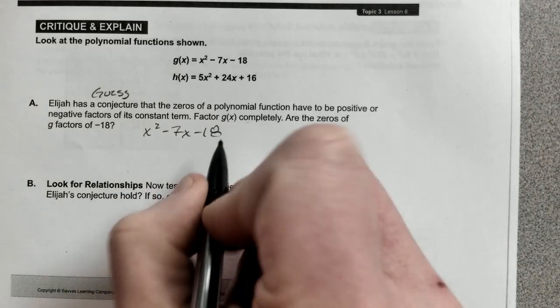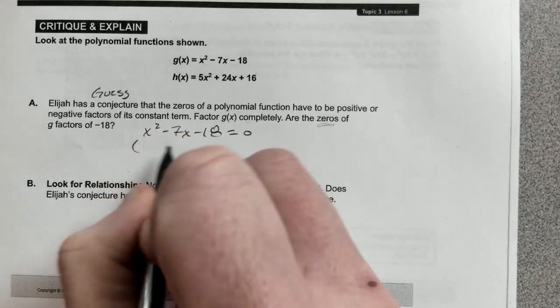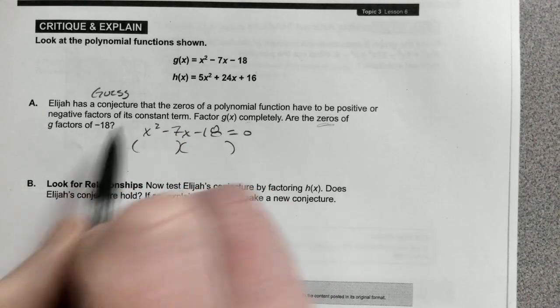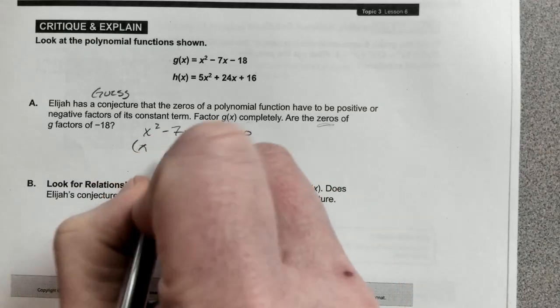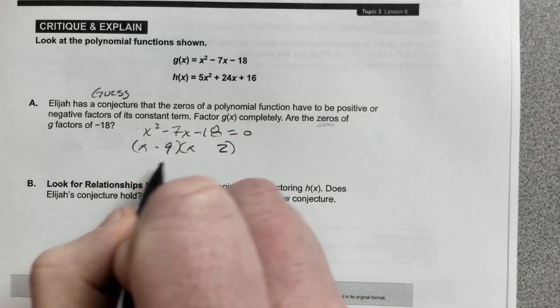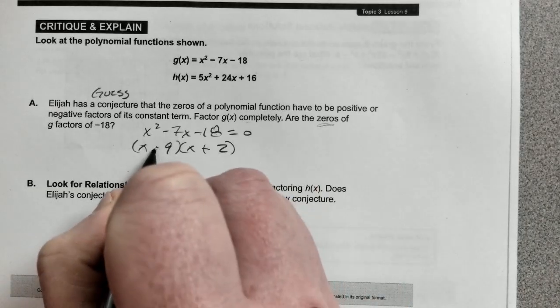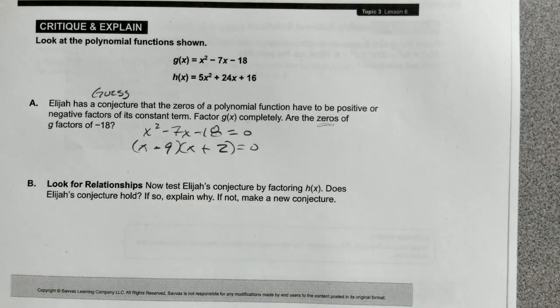Now, I'm going to solve that by setting it equal to 0 to find out the zeros. We can factor, the only factors to get x squared are x and x. Factors of 18 that subtract to 7 are 9 and 2. The bigger one I want to be negative. The smaller one will be positive. And these factors will work.